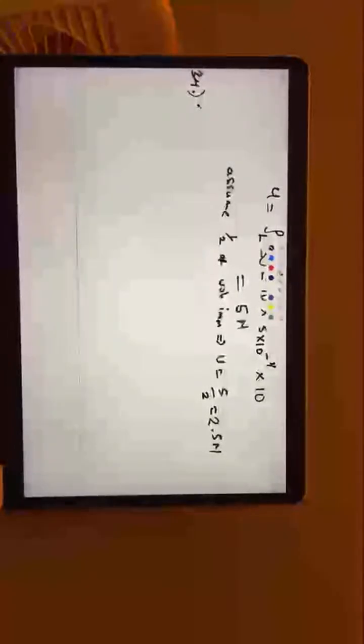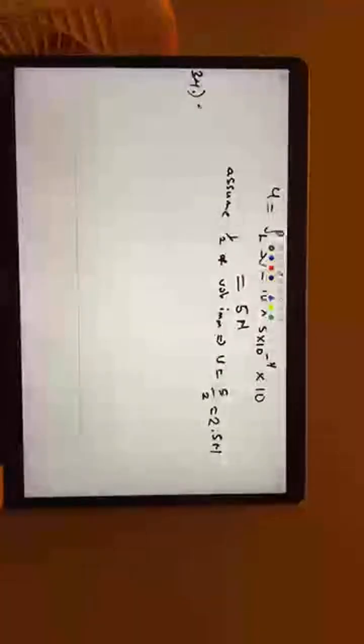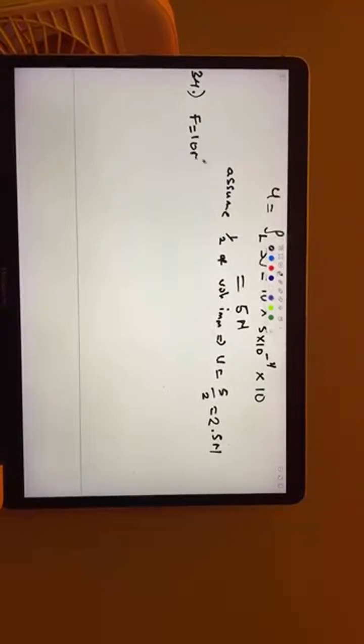34 now. A force of 10 newtons is applied to a spring of spring constant, so we have a force. The force is 10 newtons, and the spring constant gives us 200 newtons per meter.